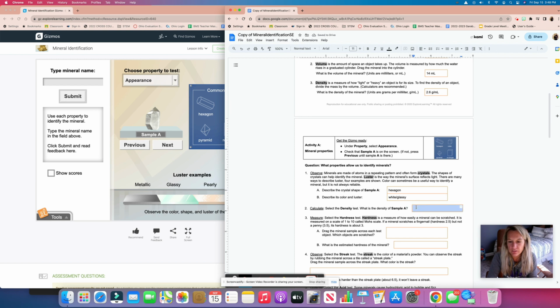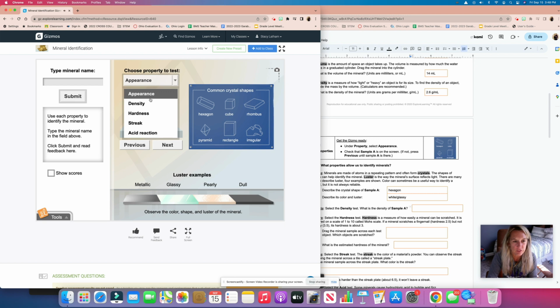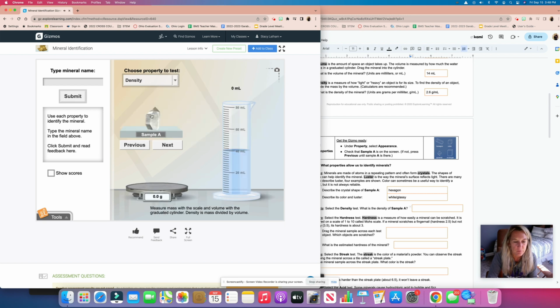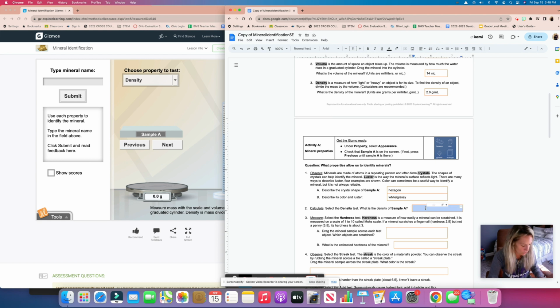All right, select the density test. What is the density of sample A? So we go back here, density, sample A. We get the mass, 36.4, I'm going to use my calculator, 36.4 divided by 14. Again, since we already did this in the warm-up, it's the same exact answer. So 2.6. So here's the density, 2.6 grams per milliliter.